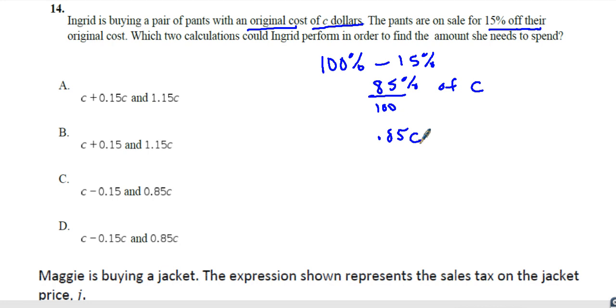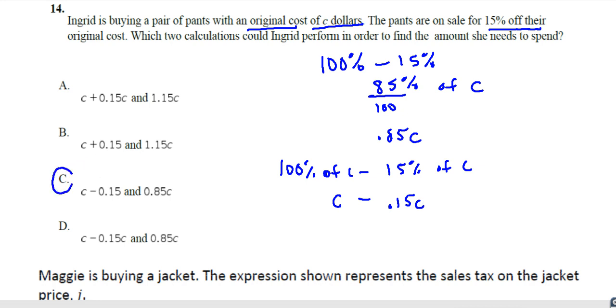Or you could have simply said 100% of C minus 15% of C. And so 100% of C would just be C, minus 15% of C, which is 0.15C. So C minus 0.15C is the other way that you could have found it. So those two answers are represented by answer choice C. A is wrong because you're adding the 15%. B is wrong because, again, you're adding the 15%.